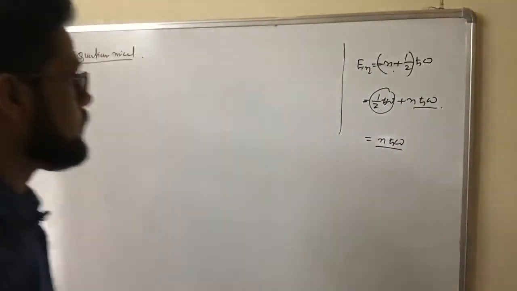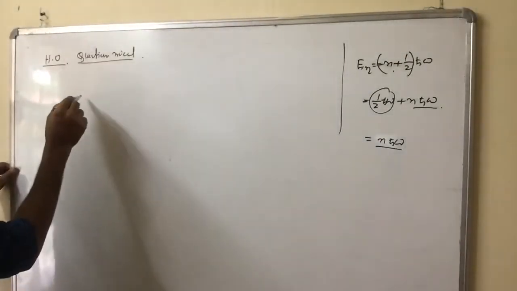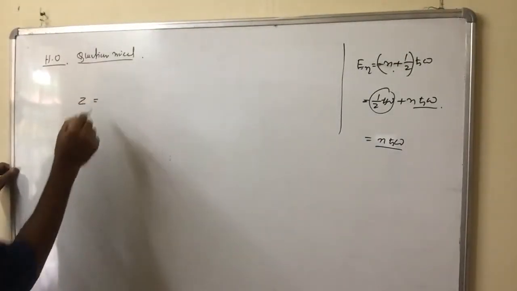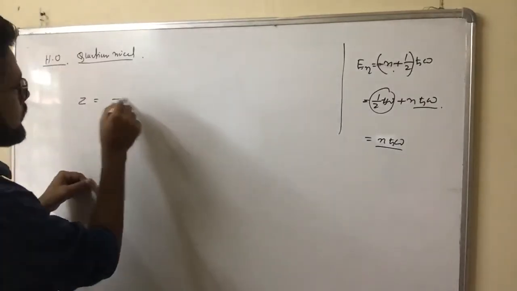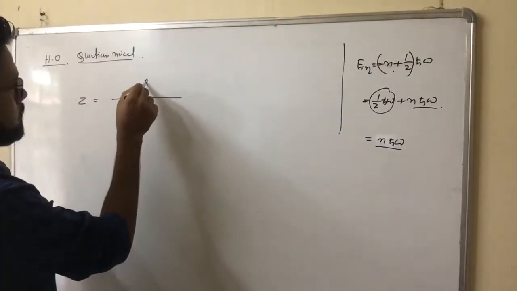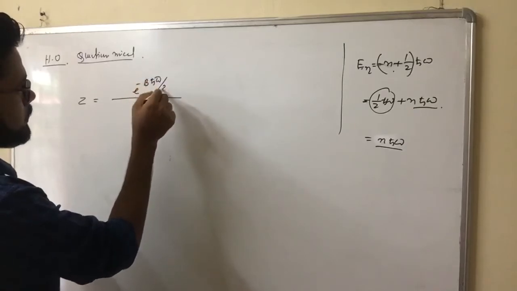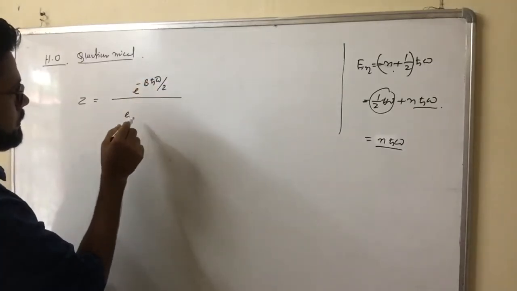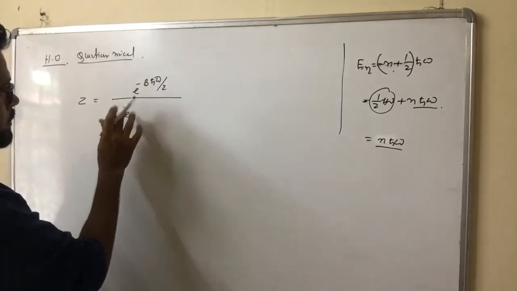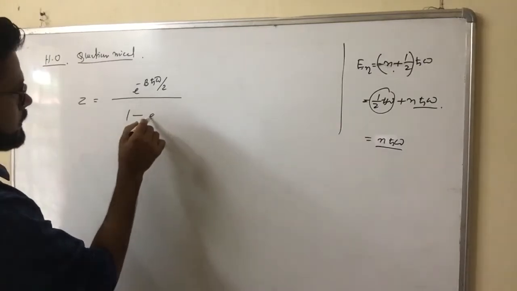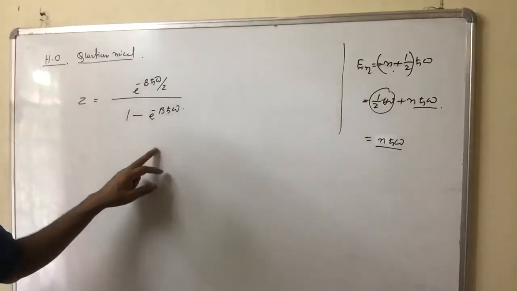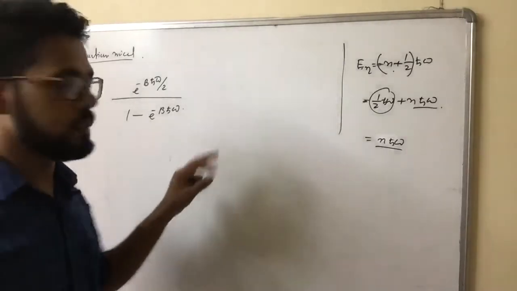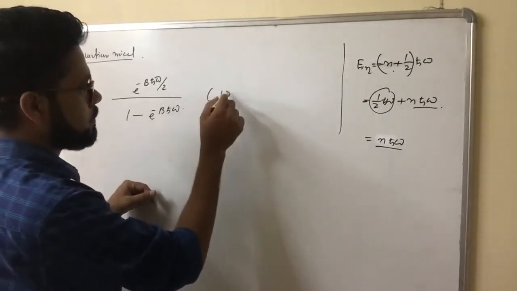Up to the last class we have discussed the partition function for a single one-dimensional harmonic oscillator. We are getting this value: e to the power minus beta h cos omega by 2, over 1 minus e to the power minus beta h cos omega. Okay, this is the formula for the 1D harmonic oscillator.